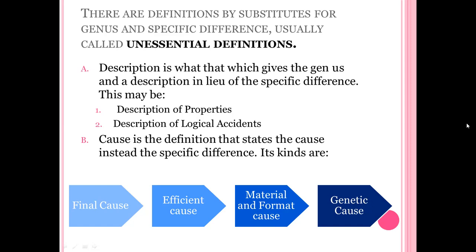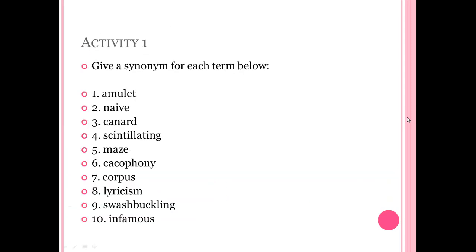Introduction to Logic. So for your requirement for this week, we have two activities. Activity 1, synonym, and activity 2, classification. For activity 2, classify as to kind of real definitions the following and give the reason for your classification. For this one, I will just require you to answer activity 1 as your requirement. A total of 10 items.